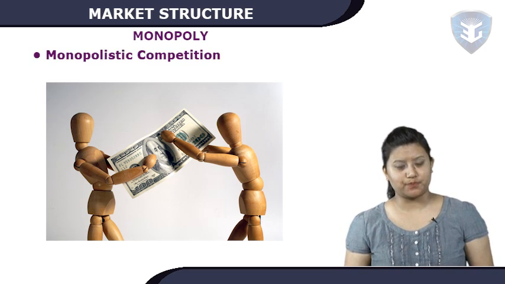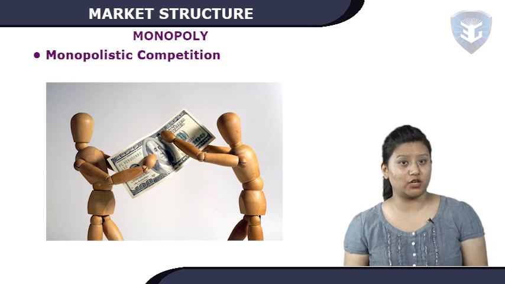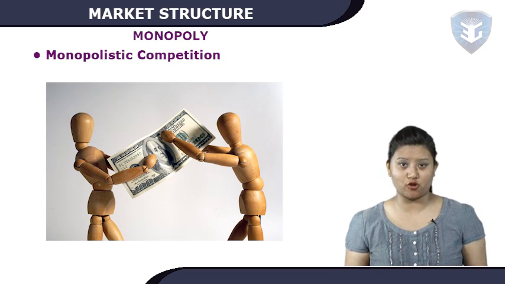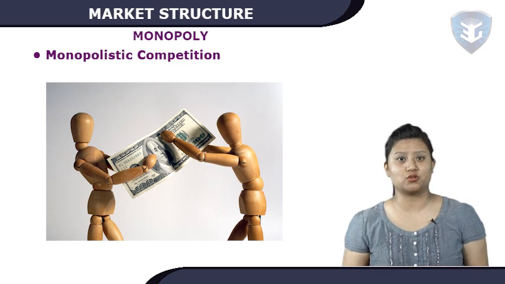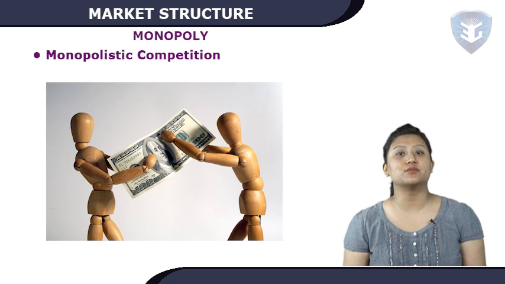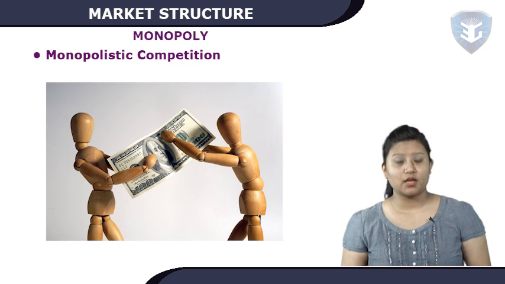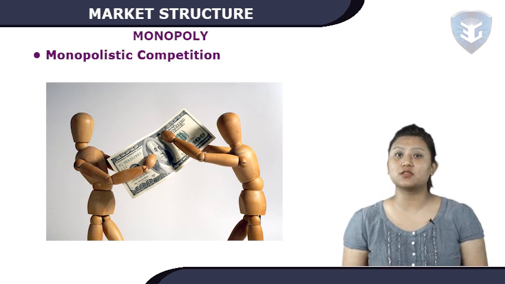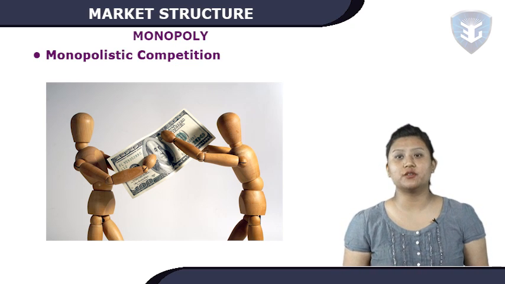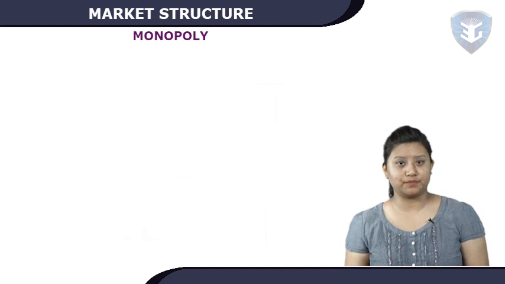Monopolistic competition. When there are a large number of firms in the market selling differentiated products which are close substitutes of each other, it is known as a monopolistic competition. It is a blend of monopoly and competition, where the entry of new firm is relatively simple and open.